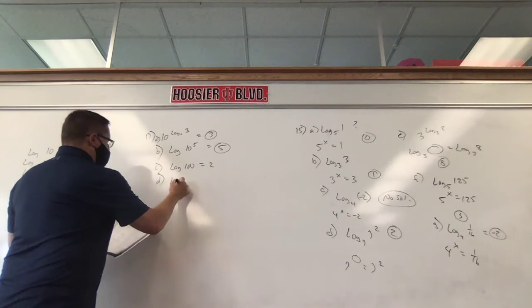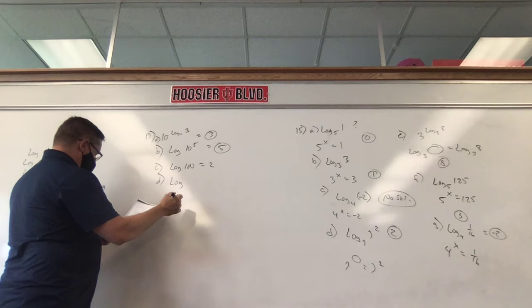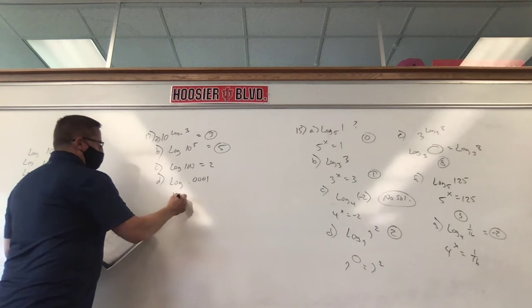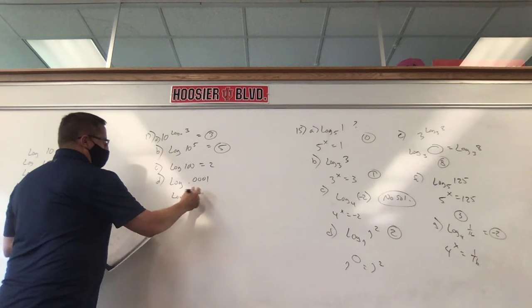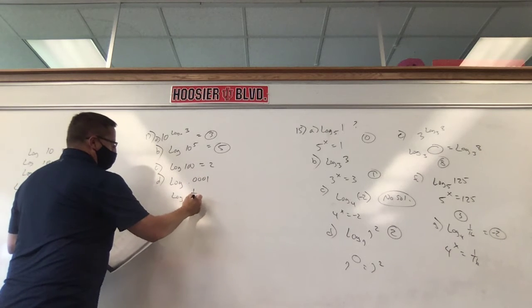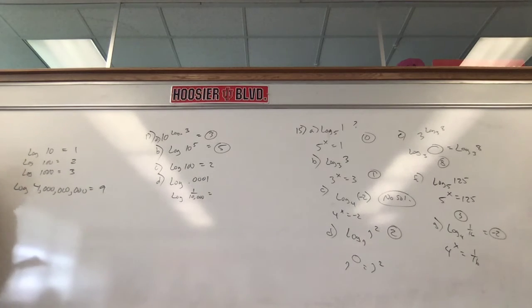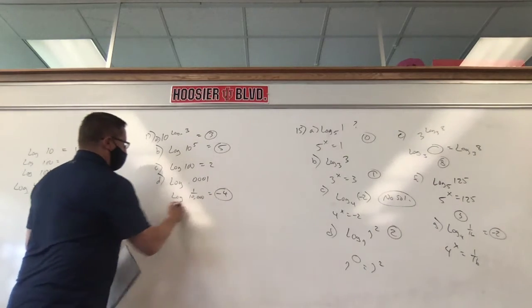Okay, the log of 0.0001. I'm going to write it like this. That's the same as 1 over tenths, hundreds, thousands, 10,000s. Well, what if it was the log of 10,000? 4. Yes, 4 zeros. So 1 over 10,000 is negative 4, because you've got to get those.